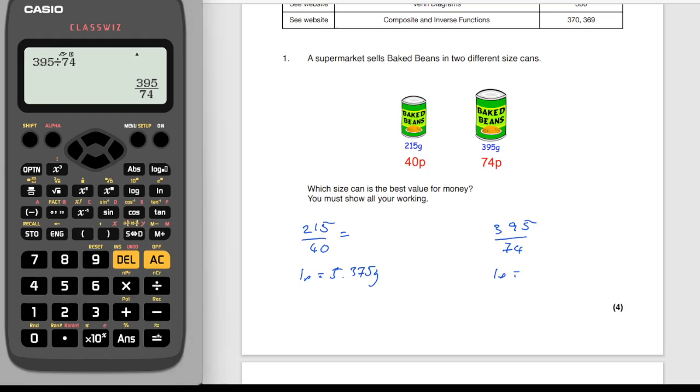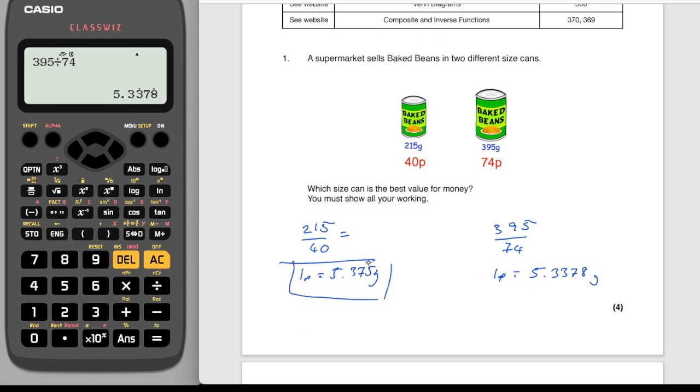Just double checking my typing. I would get 5.3378 grams per pence. So which one is better value for money? The one where you get the greater amount for each pence. So actually the small tin is better value. The 215 gram tin is better value.